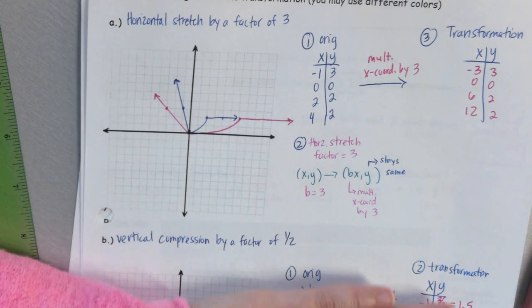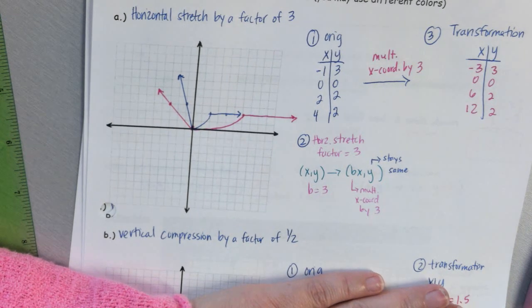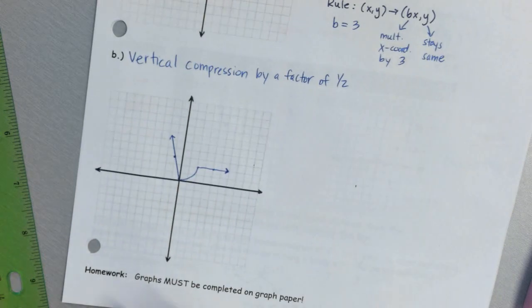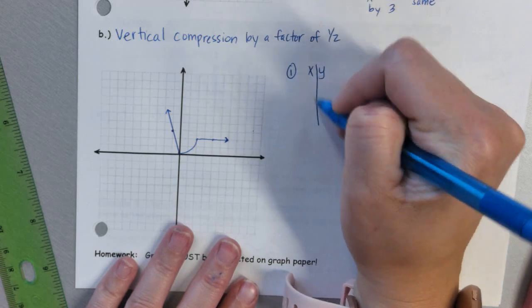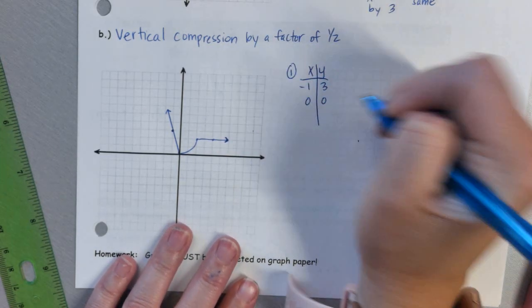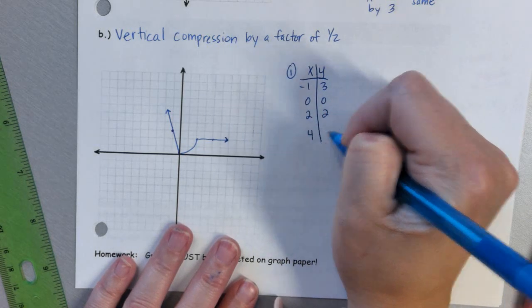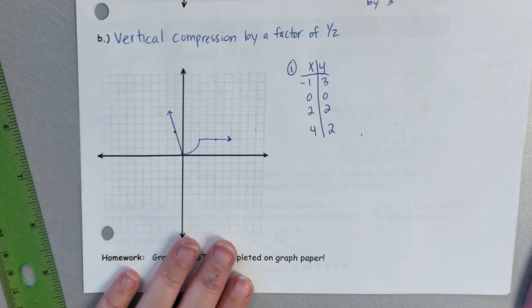All right. So, part B, vertical compression by a factor of 1/2. You guys want to get that rocking and rolling? So we know the original, right? Do you guys have the original already down? And I like to see mine. With yours, you're going to be using the same graph, so whichever points you choose, you're going to get those pretty good in your head, so you don't have to write that down every time.